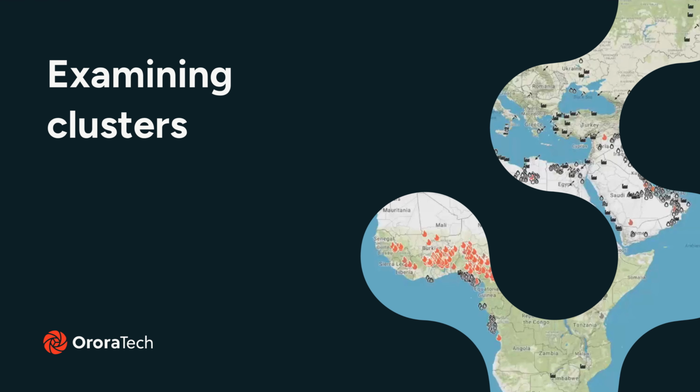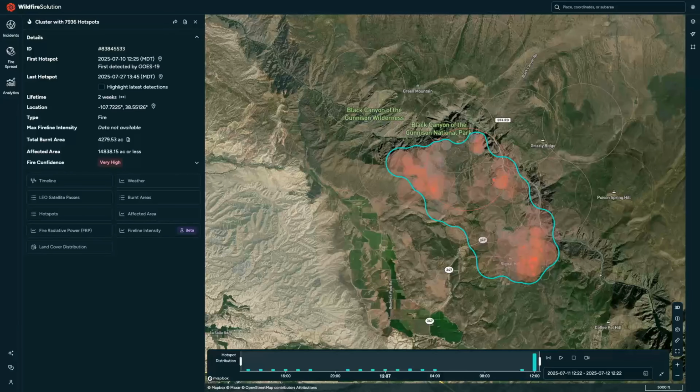Now let's dive into a specific fire. Click any cluster to open a detailed view, and notice the blue outline that highlights the selected cluster on the map. This is where you'll find everything you need to analyze an event.